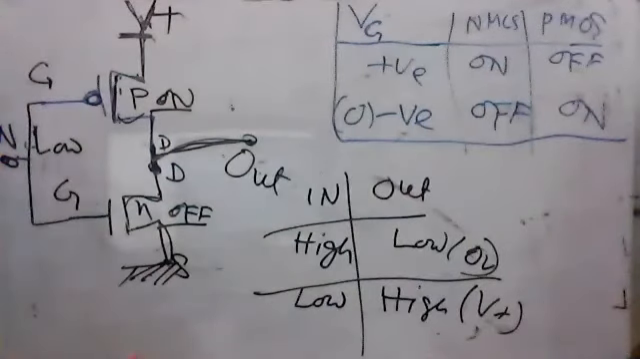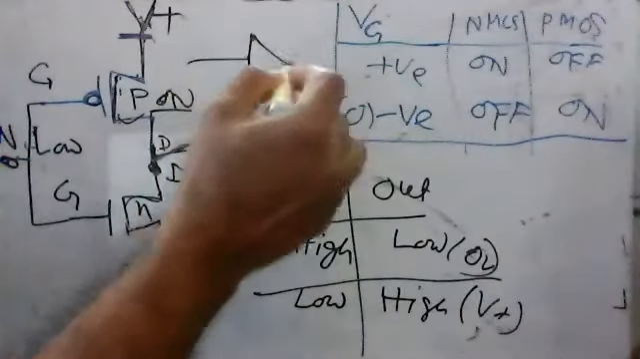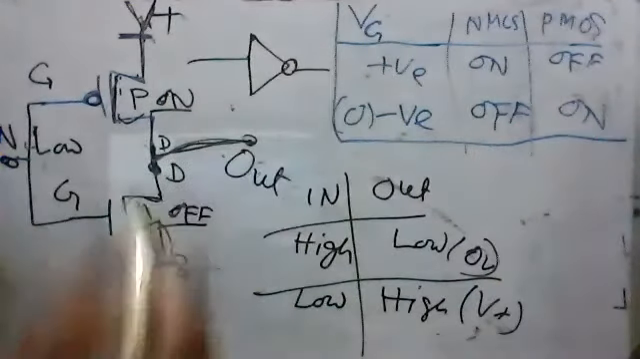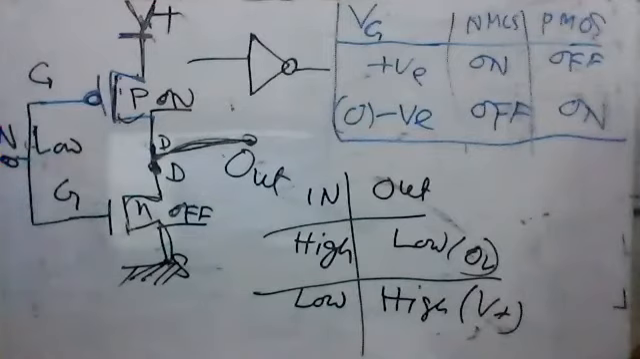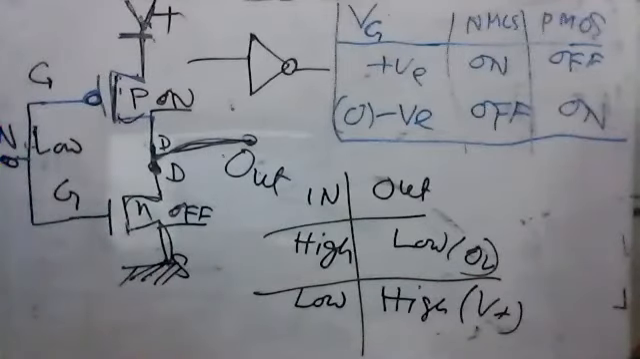Right? So what does it mean? So what is this gate then? Not gate. Not gate, yes. So we got a not gate. Yeah, this is a not gate. And without doing any other things, just one PMOS and one NMOS. There's no resistance, no BJT, no capacitor, no inductor, just two transistors, one NMOS and one PMOS.